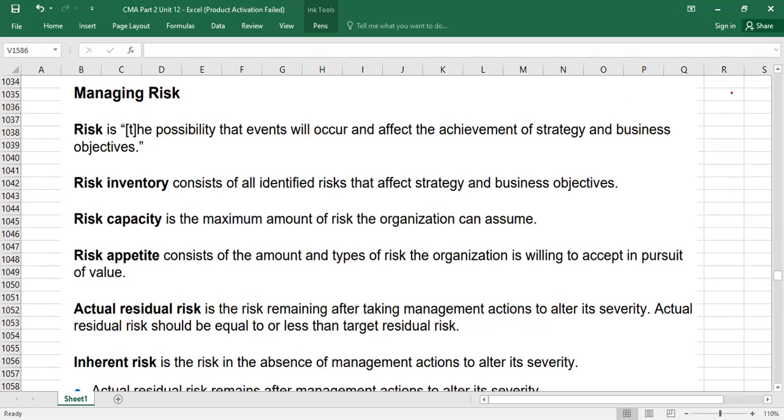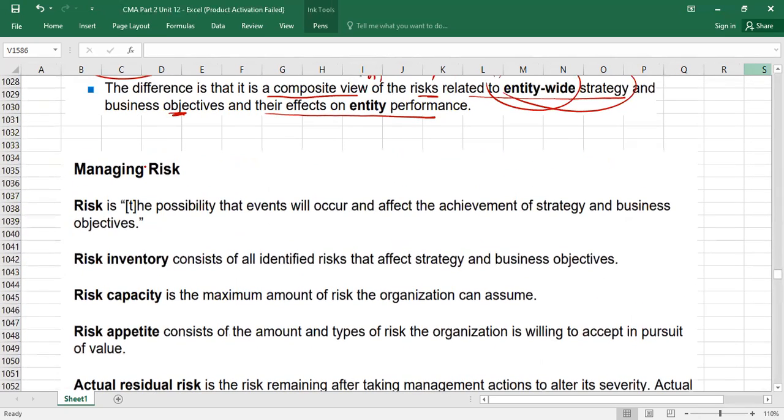But here we are supposed to discuss under ERM. We are supposed to discuss different words under risk management. Obviously, to understand risk management, we need to understand different words. That is why the first word, vocabulary, is written. So what is risk? Risk is the possibility that an event will occur and affect the achievement of strategy and business objectives. Simply, it is any unwanted event which can affect our organizational objectives in a negative way.